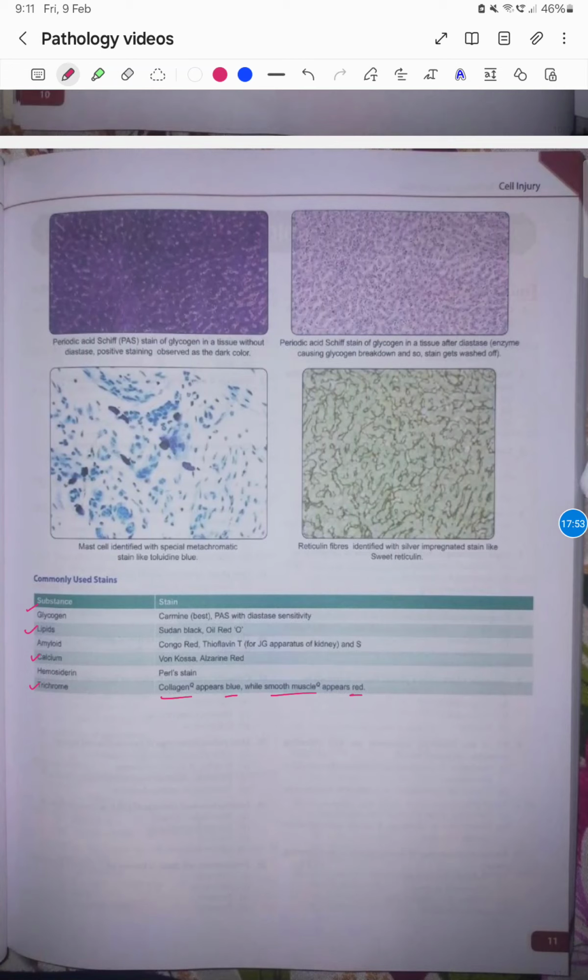For trichrome, we determine the collagen, which appears blue, while smooth muscle appears red. Some others: for amyloid bodies, we have Congo red, thioflavin T. For JG apparatus of the kidney, and S. For hemosiderin, we have pearl stain. Thank you.